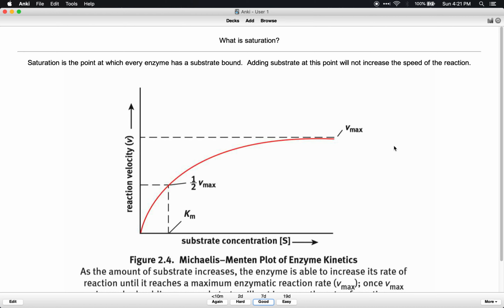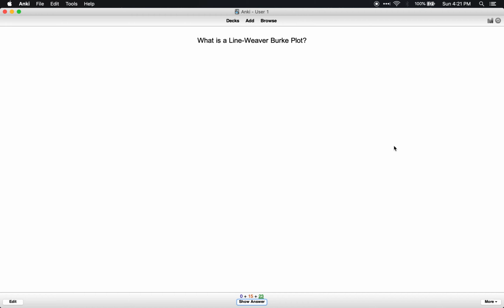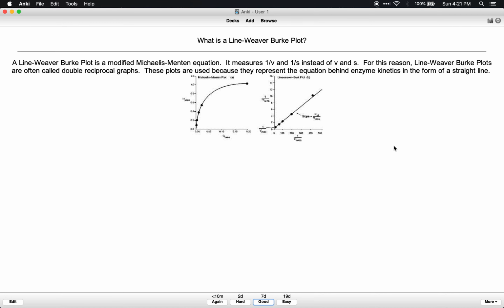Saturation is when you add so much substrate that they all bind to the enzyme active sites, and adding more substrate will not increase the enzyme's velocity. A Lineweaver-Burk plot is a modification of the Michaelis-Menten graph where you have 1 over V and 1 over S instead.